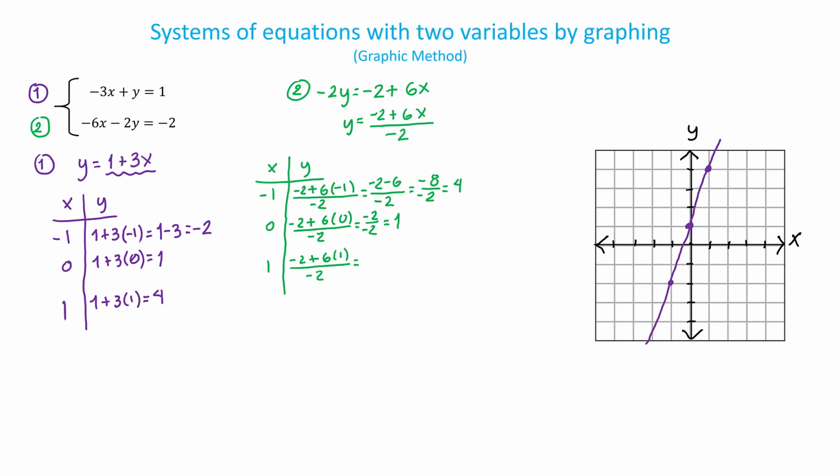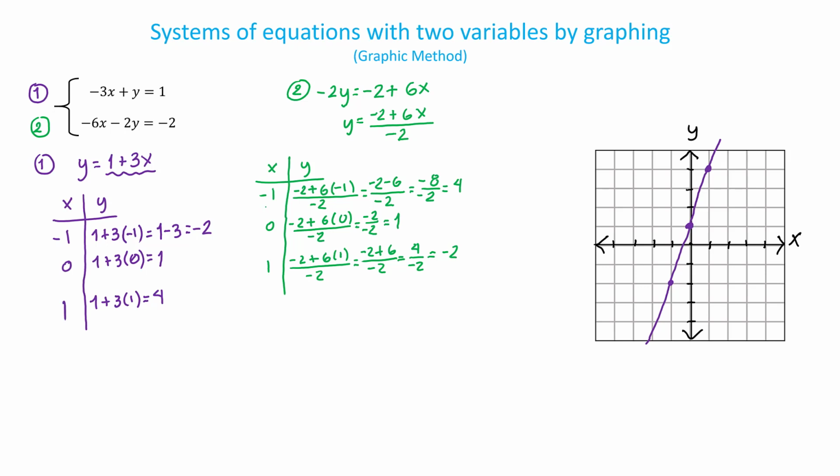Okay, minus 2 plus 6 times 1, that's minus 2 plus 6 over minus 2. Minus 2 plus 6 gives us 4 over minus 2. And 4 over minus 2 gives us negative 2. Okay, we have our 3 coordinates.